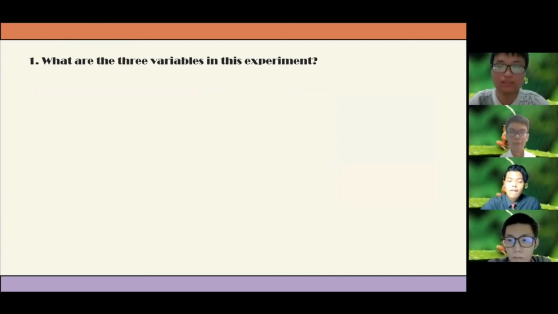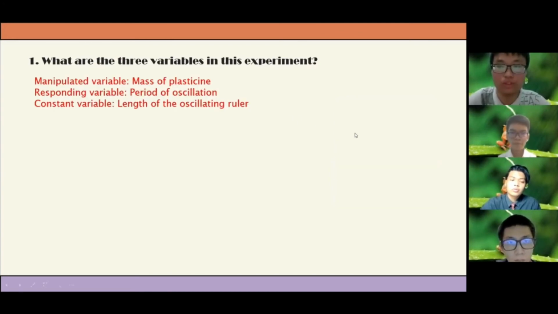Okay. The manipulated variable is the mass of plasticine, and the responding variable is the period of oscillation. Lastly, we have the constant variable, which is the length of the oscillating ruler. So you answered this question correctly, Alice. So now we go to question 2.